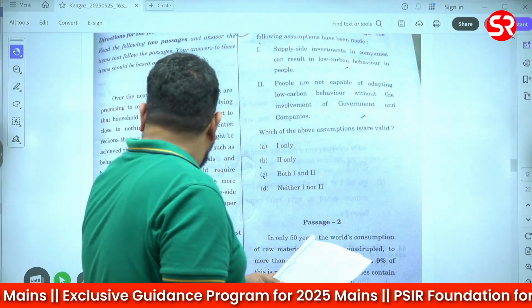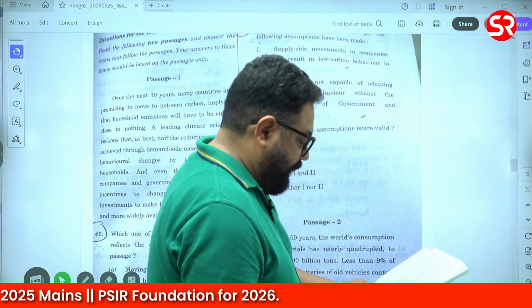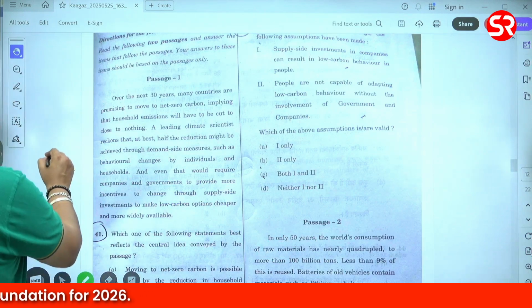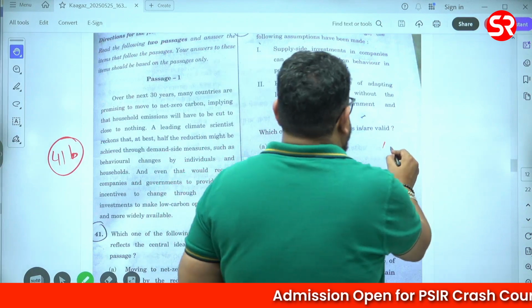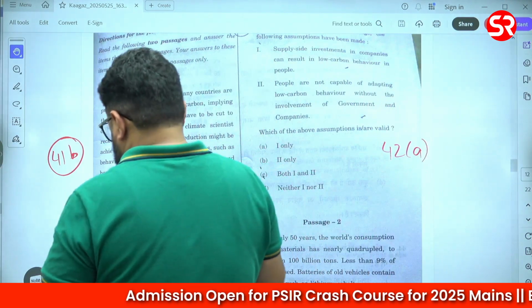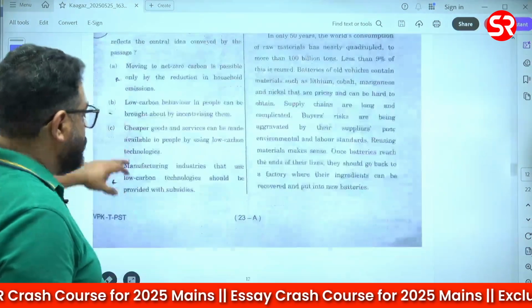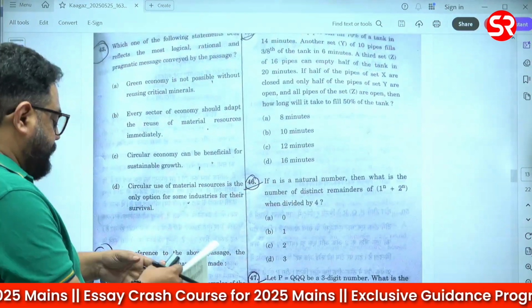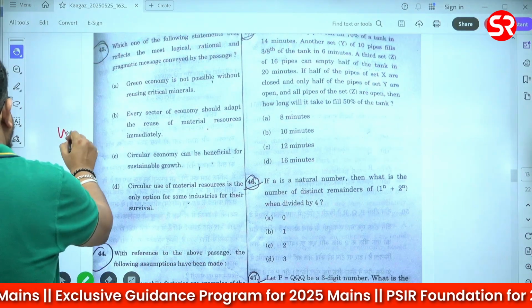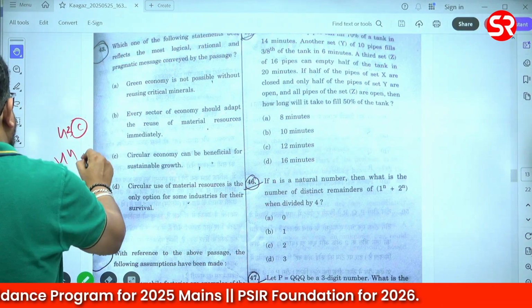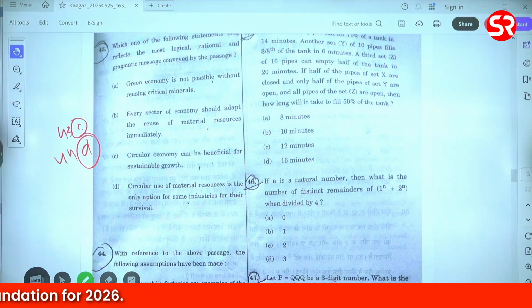41. 41 is B, and 42 is A. 41 is B, 42 is A. 43. 43 is C, and 44 is D. 43 is C, 44 is D.